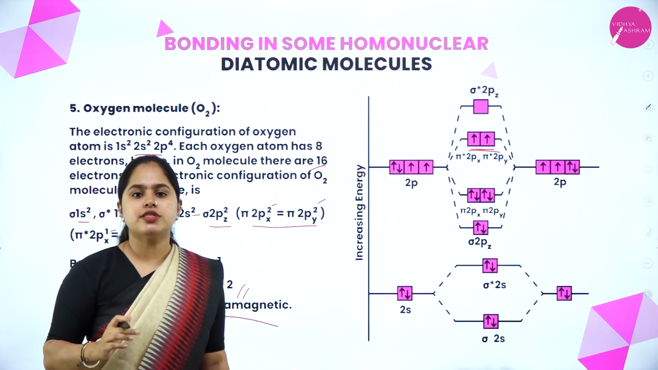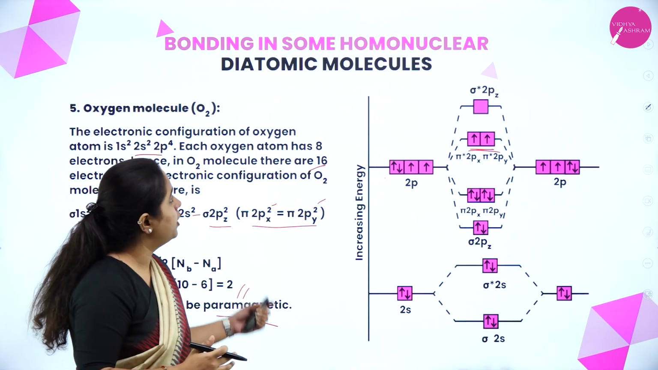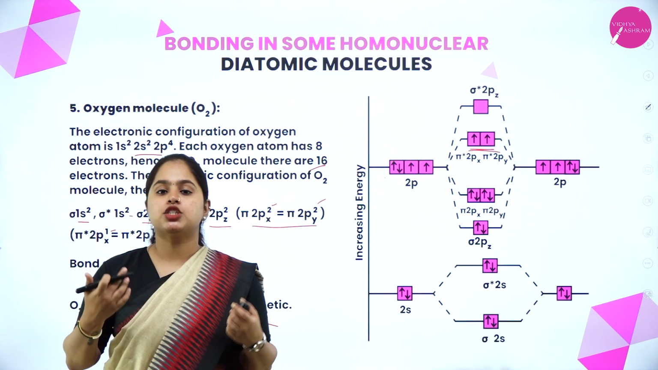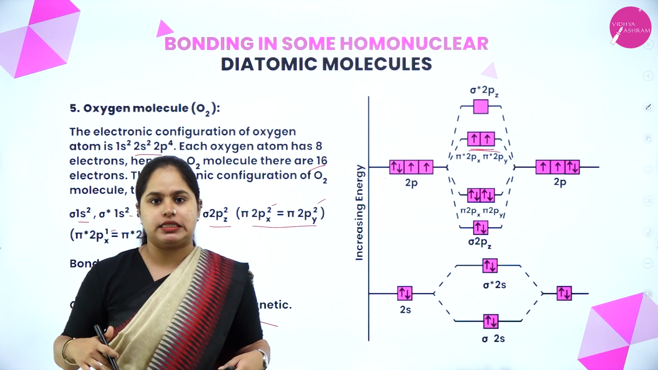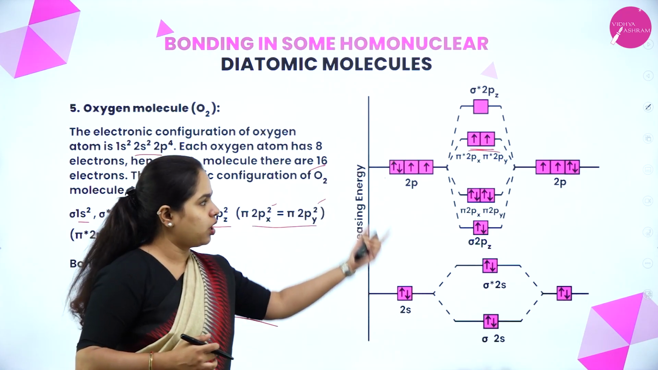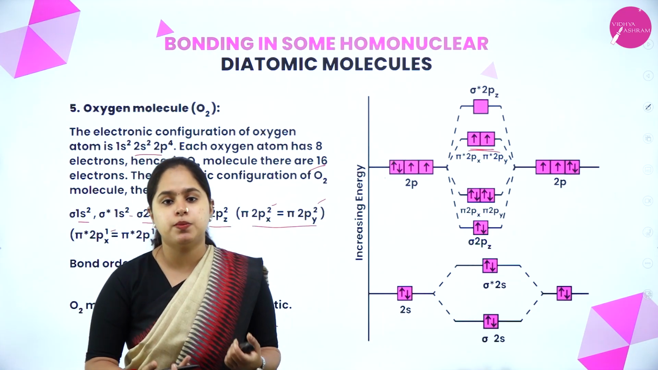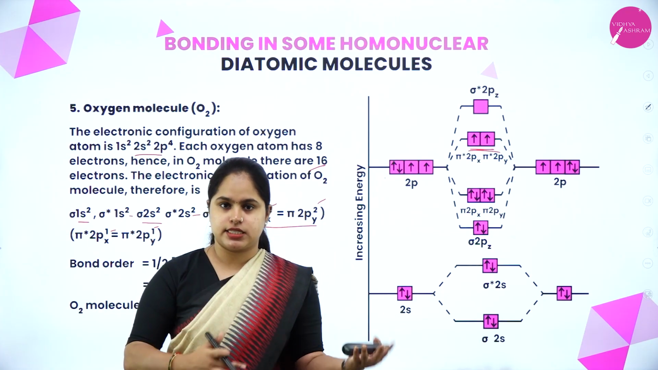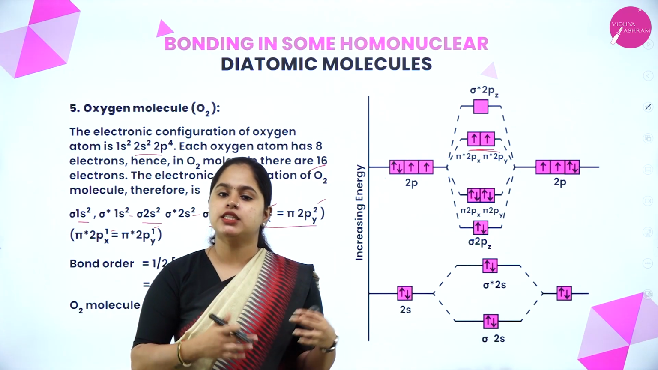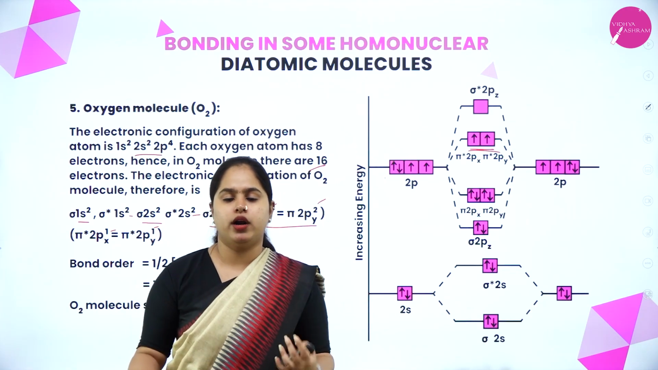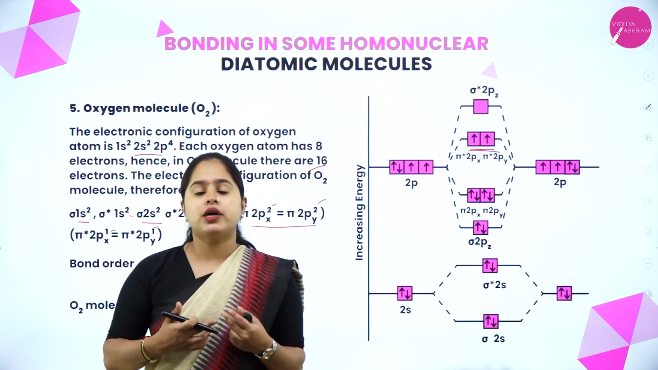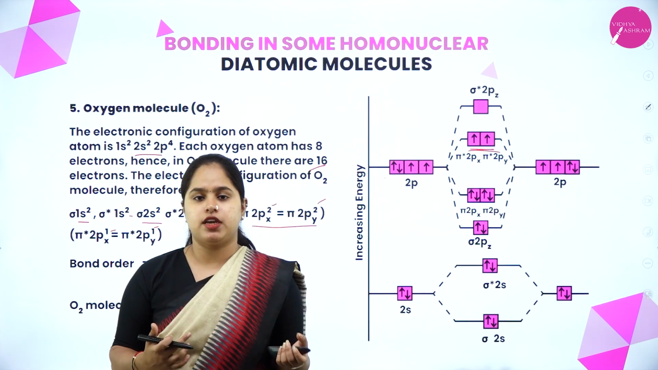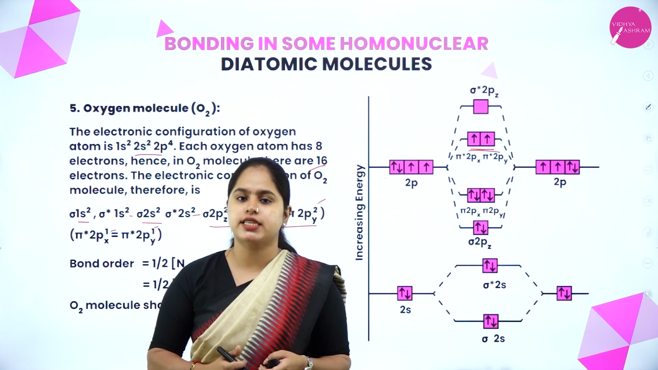Yes, so that was the discussion of different homonuclear diatomic molecules and the bonding present in them, right? From the electronic configuration, we were able to calculate the bond order and predict whether they are stable or unstable, and also predict their paramagnetism or diamagnetism, right? So I hope all the diatomic molecules that we have discussed are clear for you. The bonding is clear, right?